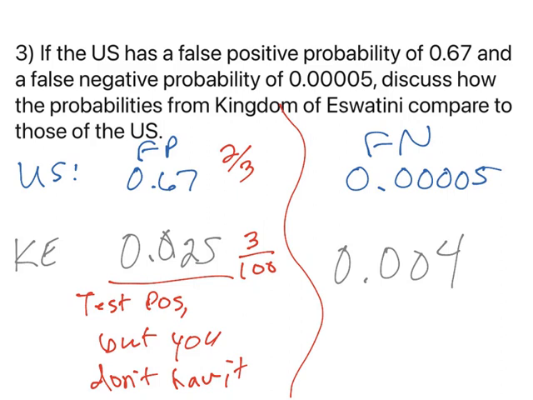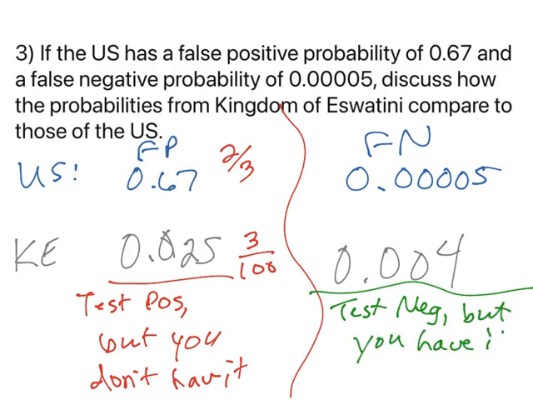Now, looking at false negatives, remember that false negative means you test negative, but you have it. Now, I have to work a lot harder. Look how small the number is in the U.S., 0.00005. So that's like out of every 100,000 people, 5 have it. That's very different. Whereas in the Kingdom here, out of every 1,000, 4 have it. Again, a lot higher rate of people having HIV, and that's what causes the big difference in the false positive and false negative rates.